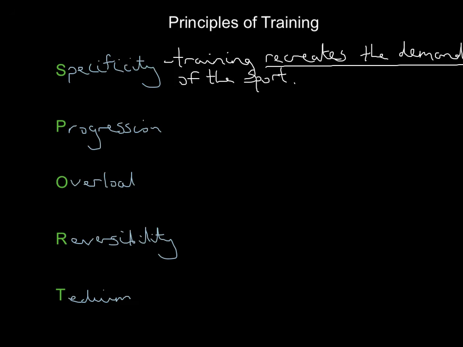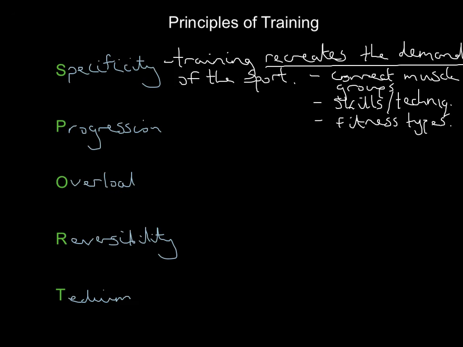Now, like I said, specificity and overload has been an essay question, those two on their own. So we need to say a few other things about specificity. So what can we say? Well, we can say the following. If our training is going to recreate the demands of the sport, we've got to make sure, not in any particular order, that we are training the correct muscle groups. No point in a shot putter doing everything on the legs. They need to be working on the shoulders, the arms, things like that, to make sure they're generating power at the right parts of the body.